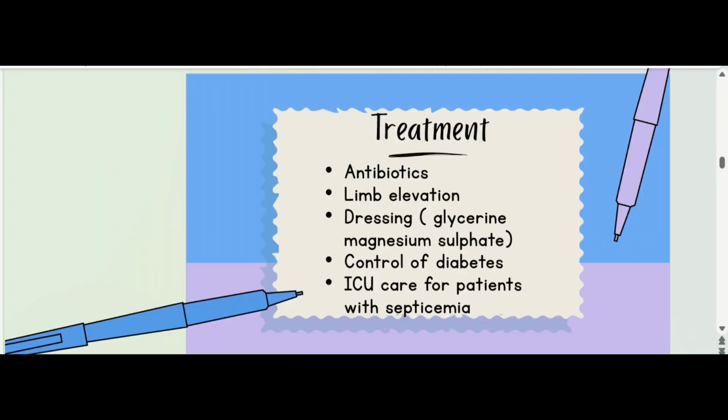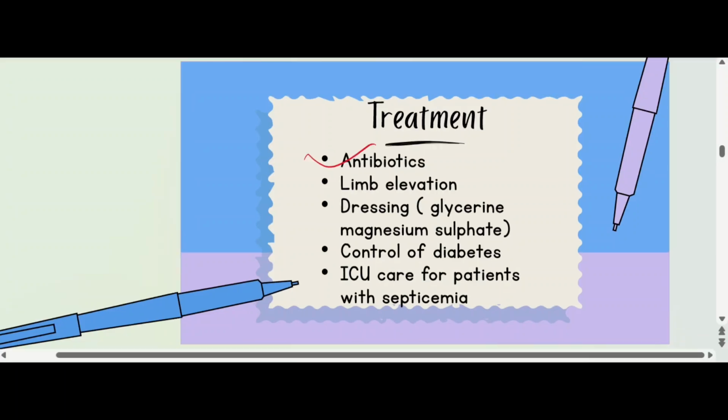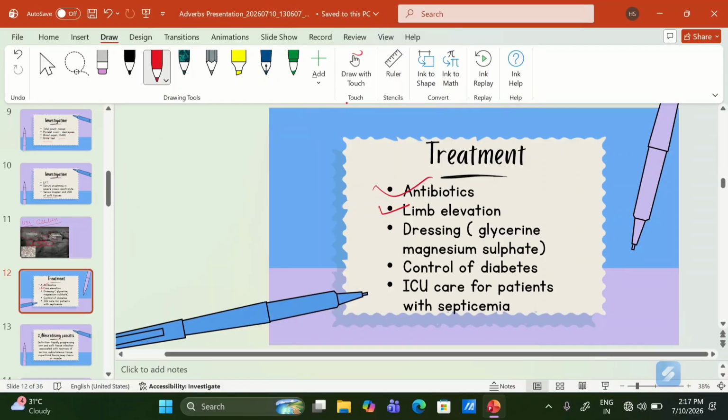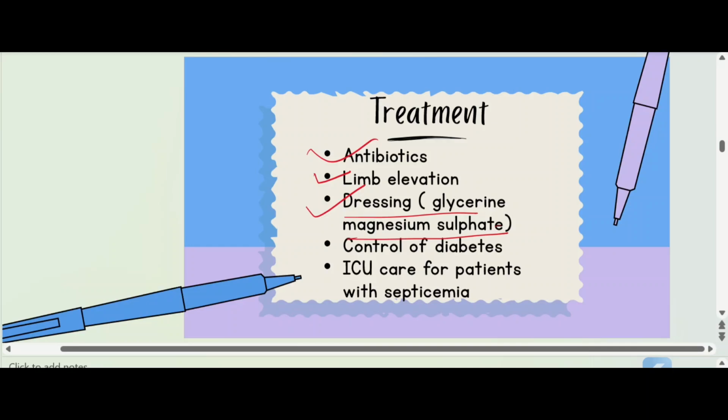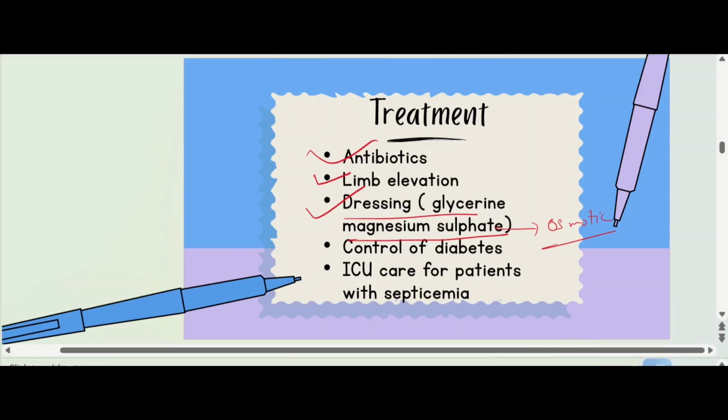So what is the treatment for cellulitis? Definitely we are going to start broad spectrum antibiotics. Elevation. Limb elevation to reduce the edema. Dressing. In case of cellulitis, we use glycerin magnesium sulfate dressing. The magnesium sulfate acts as an osmotic agent which helps to reduce the edema by drawing out fluid. Glycerin acts as a very thick viscous moisturizer and prevents dryness of the skin, and also it helps to keep the magnesium in contact with the affected area.